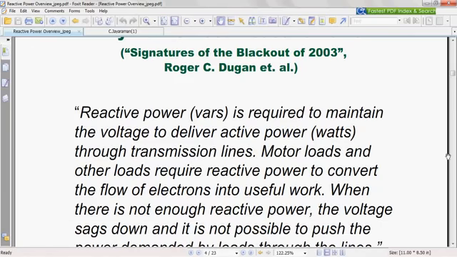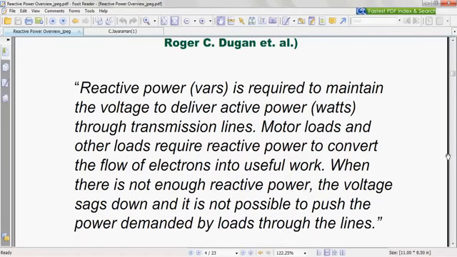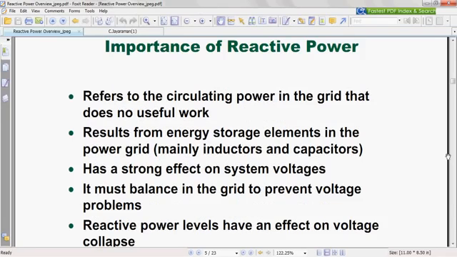And even more, when there is not enough reactive power, the voltage sags. That is the first case, which I explained earlier, and it is not possible to push the power demanded by the loads through the lines. So you need to supply reactive power in this case.